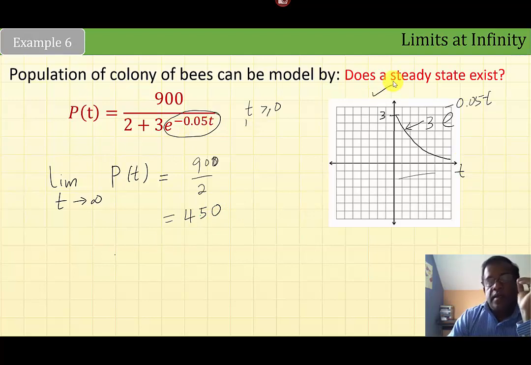So there is a steady state. It reaches a steady state. That is 450.